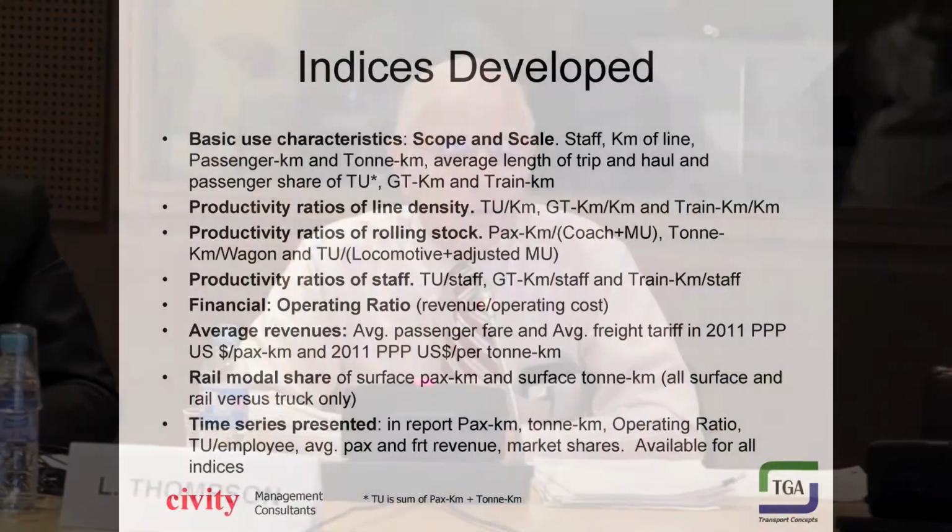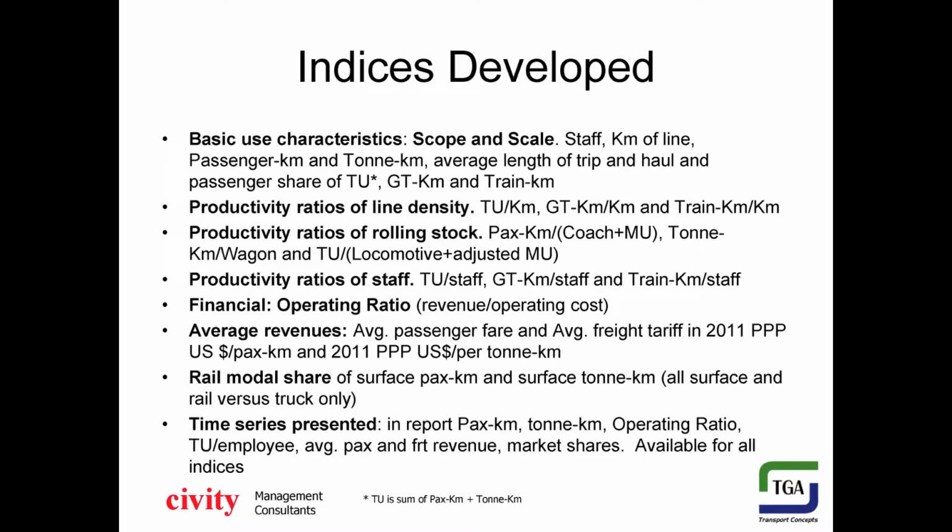We developed a series of indices. Some of basic use characteristics, like how big is the railway, how many people, how long is it, what are its outputs, some productivity ratios of line density, traffic units per kilometer, gross ton kilometers per kilometer, train kilometers per kilometer. These are the traditional measures.